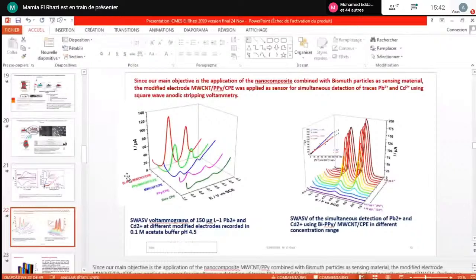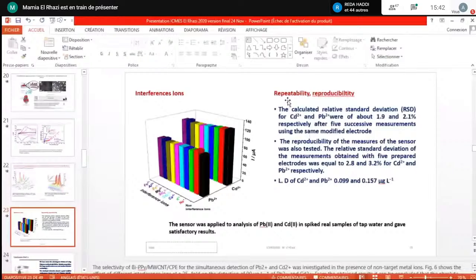Of course, when we develop a sensor, we have to study the interfering ions and also the stability of the sensor in terms of repeatability and reproducibility. And here we can see that the current remains stable even in the presence of different elements such as sodium, calcium, magnesium, zinc, and iron.